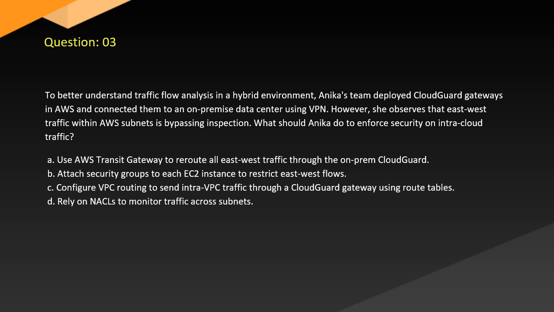A. Use AWS Transit Gateway to route all east-west traffic through the on-prem CloudGuard. B. Attach security groups to each EC2 instance to restrict east-west flows. C. Configure VPC routing to send in-VPC traffic through a CloudGuard gateway using route tables. D. Rely on NACLs to monitor traffic across subnets.